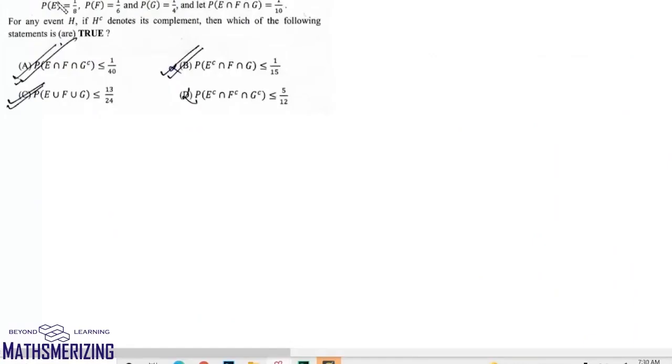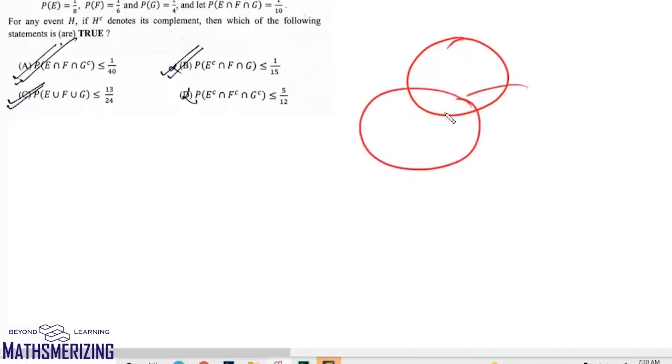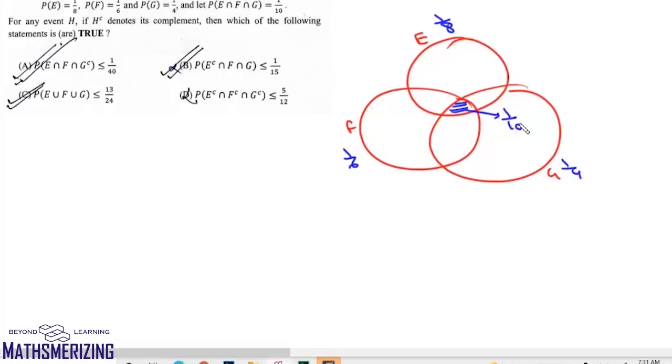Now here the question is, let E, F and G be 3 events having probabilities 1 by 8, 1 by 6 and 1 by 4, and their intersection is 1 by 10. Then which of the following is correct? So we have 3 events E, F and G. Let this be E, this is F, and let this be G. Probability of E is 1 by 8, probability of F is 1 by 6, probability of G is 1 by 4, and their intersection is given as 1 by 10. Then which of the following is correct?